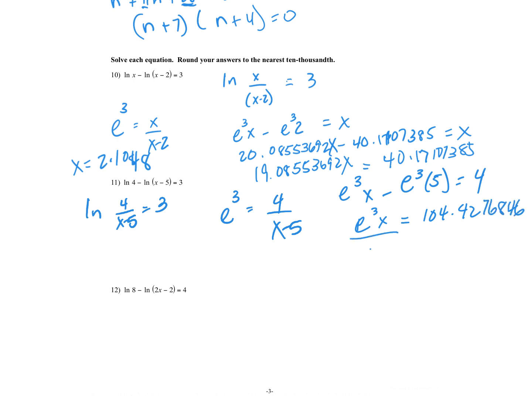So you get e to the 3x equals 104.4276846. And then you divide it by e to the 3. That's a number. It's not a variable. And you should get 5.1991. So that's your final answer.